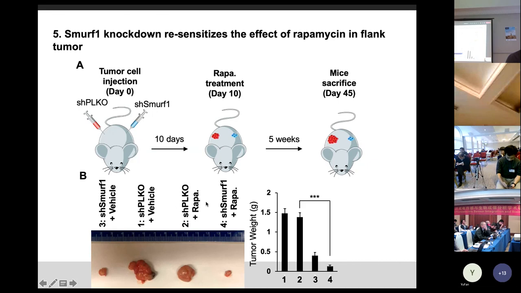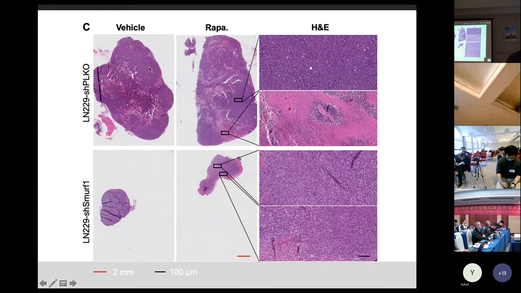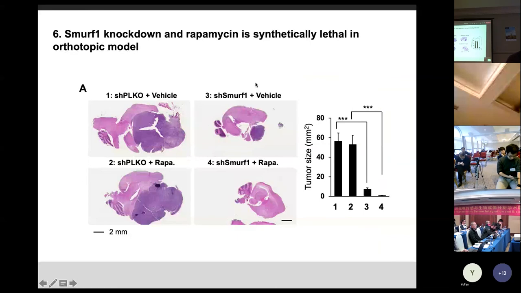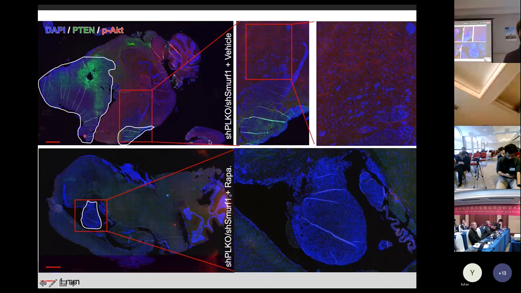the tumor growth. We give the drug and target SMURF1 together. This can inhibit the tumor progression very significantly. And this is how the tumor looks. This is HE, and you can see the tumor grows very seriously without targeting. And by targeting SMURF1 and the drug, the tumor can barely grow. This is how the fluorescence looks.